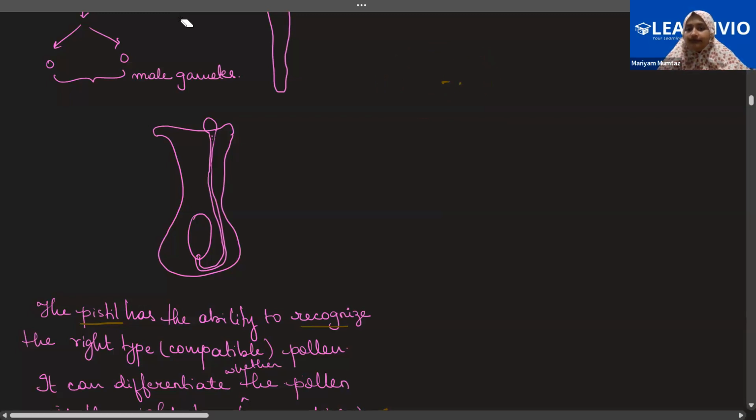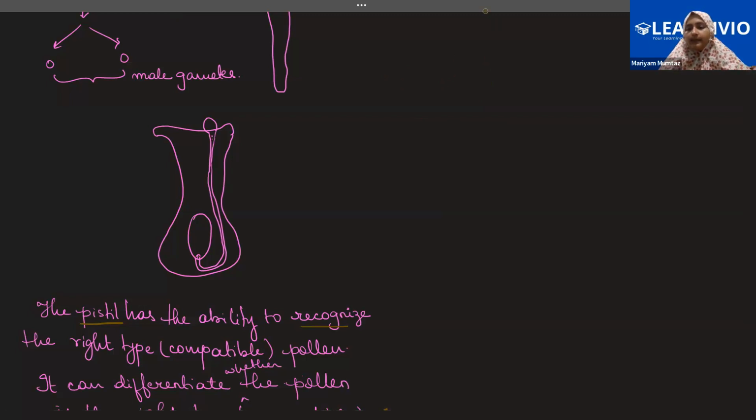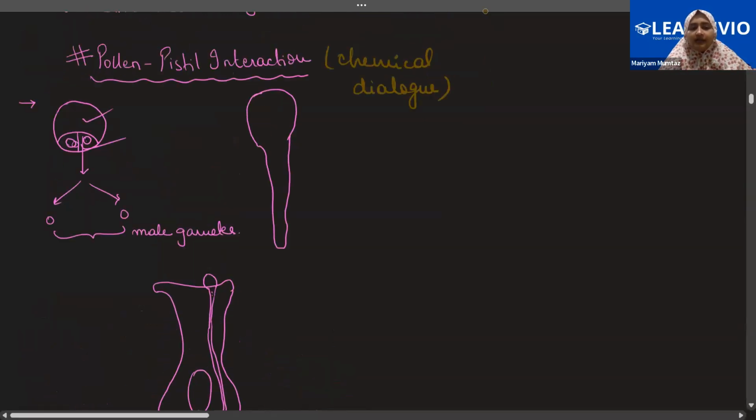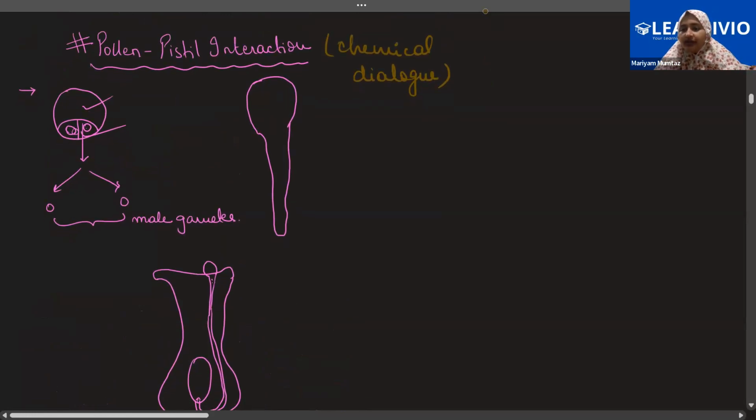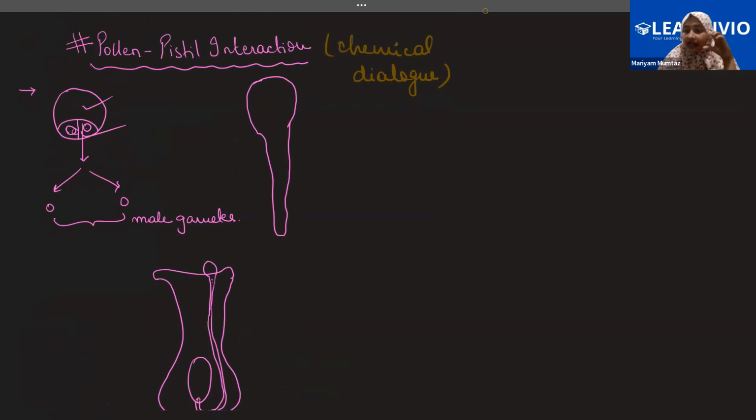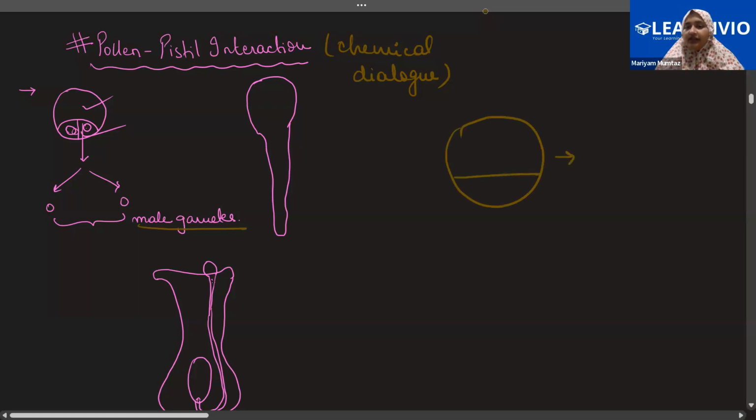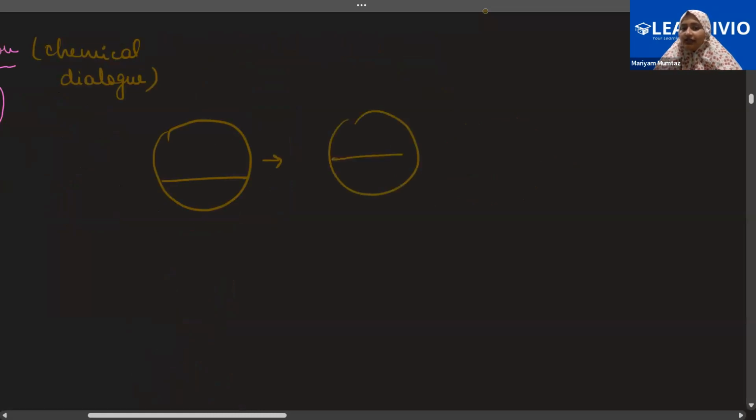Two cell. Two cell stage. What are the two cells that are present? Generative and vegetative. Very good. Now see what happens. Which one is the bigger cell, vegetative or generative? Vegetative. Very good. So now the generative cell will start dividing and form two male gametes. Initially the pollen was at the two cell stage. Now, after the division, the pollen becomes three cell stage. Clear?